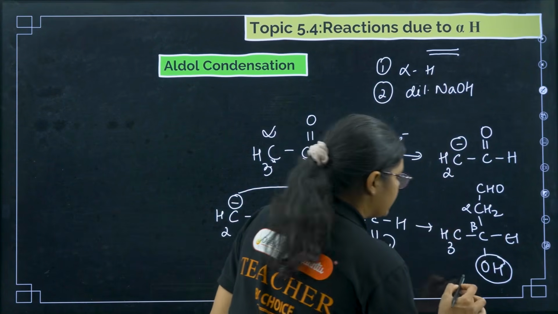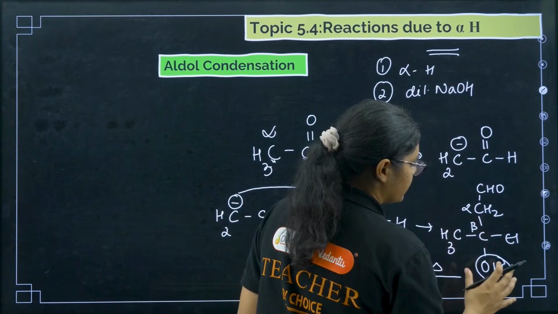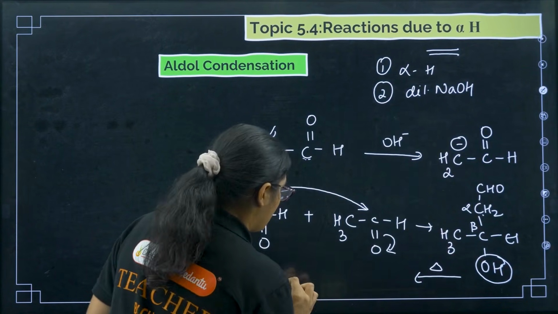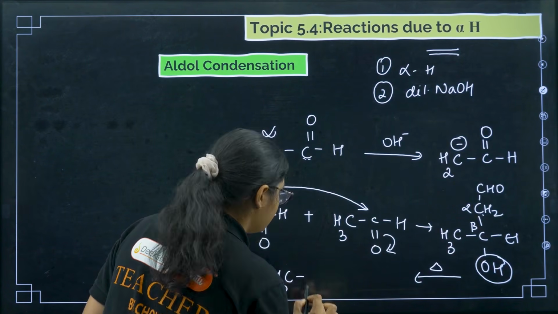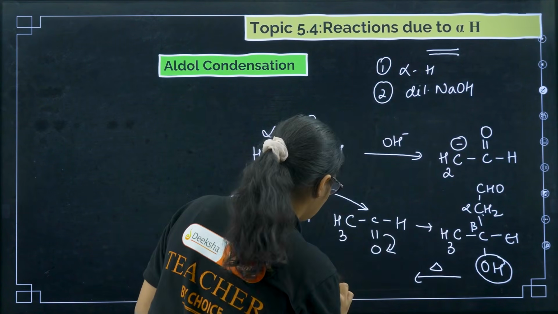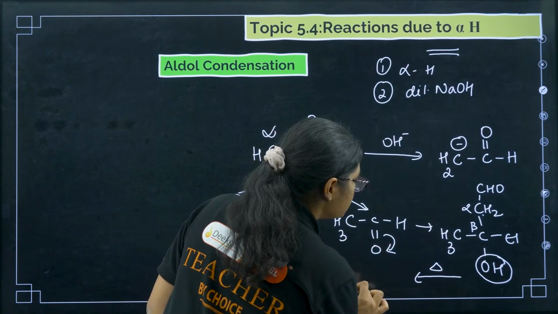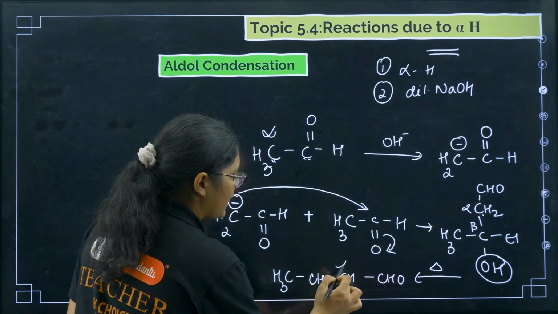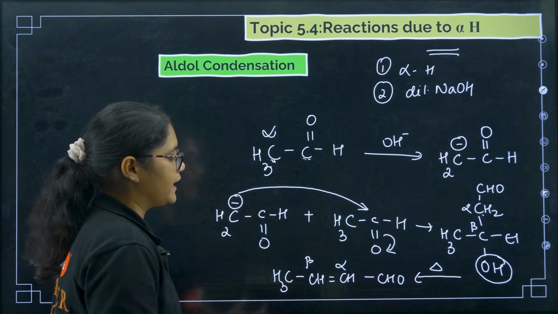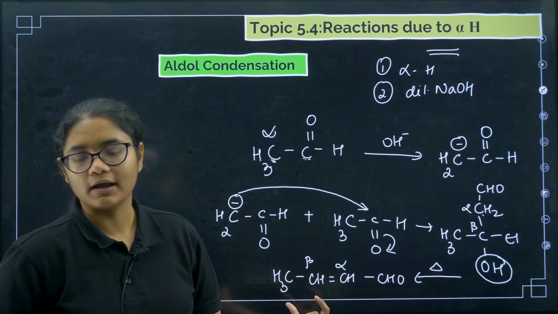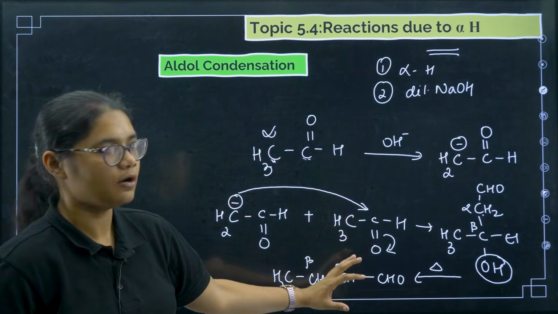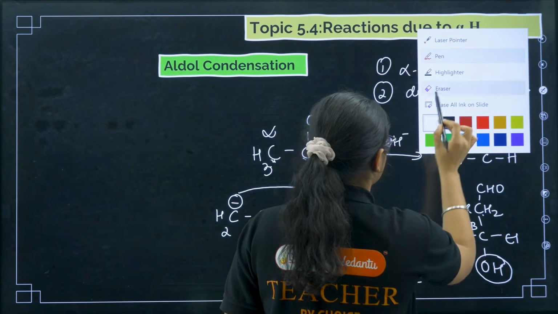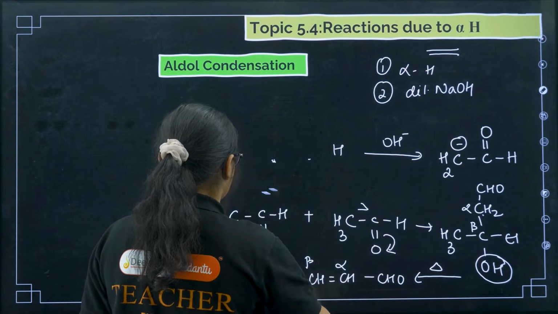Now if you give heat here, okay, if you provide some heat, this carbon's OH and this H will be removed, and you will get CH3 CH double bond CH and CHO. So this is what? Alpha beta. Okay, so you will get alpha beta unsaturated compounds. That is the mechanism of aldol condensation, but you don't have to do this much mechanism in the exam. I'll tell you a very simple trick.